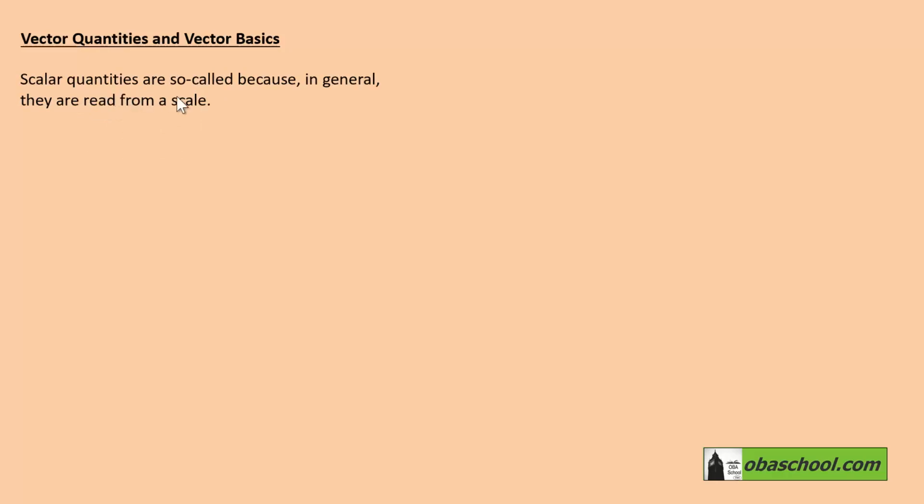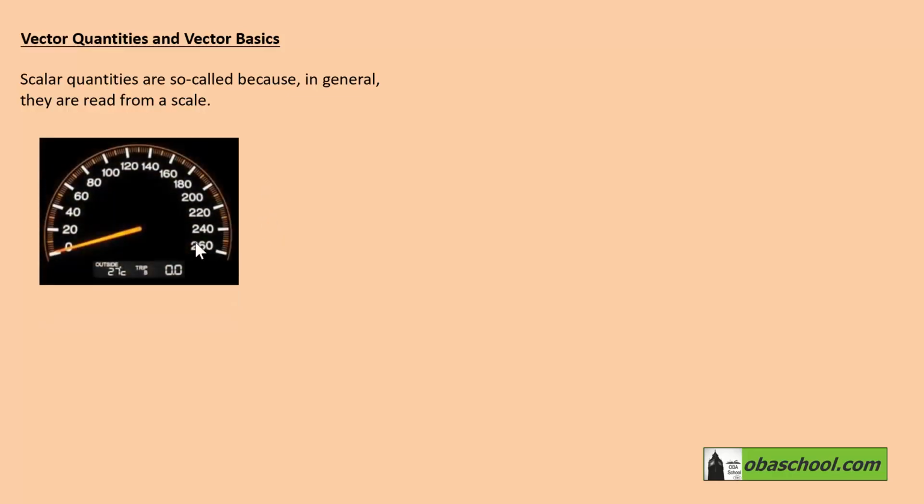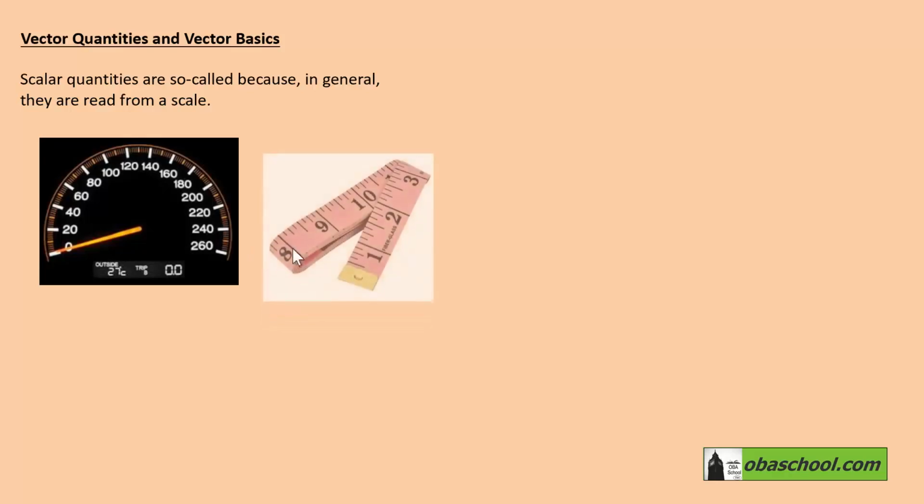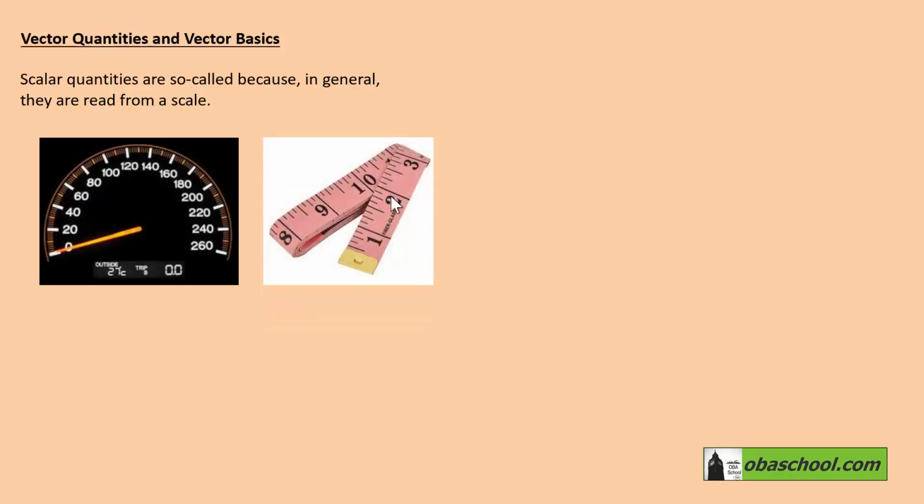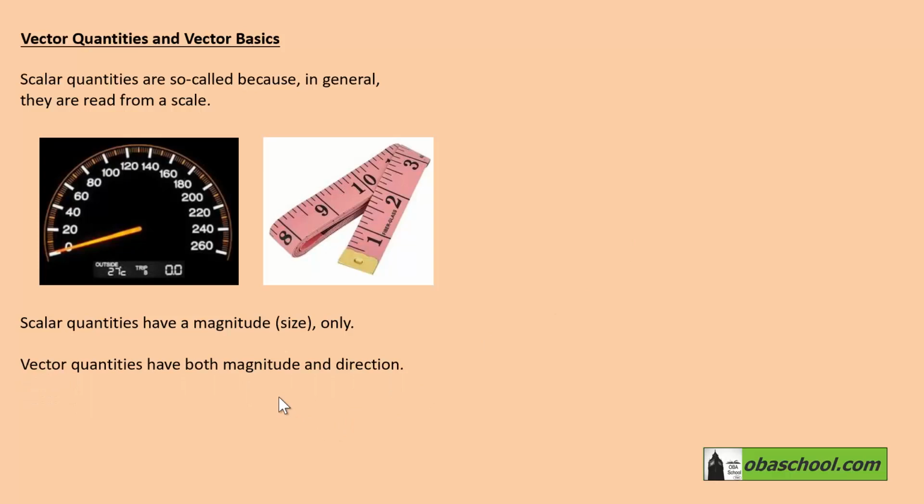Scalar quantities are so called because, in general, they are read from a scale. So we're talking about things like speed or length. And in fact, there's another one here on the speedometer. We've got temperature. Scalar quantities have a magnitude or size only. Vector quantities have both magnitude and direction.